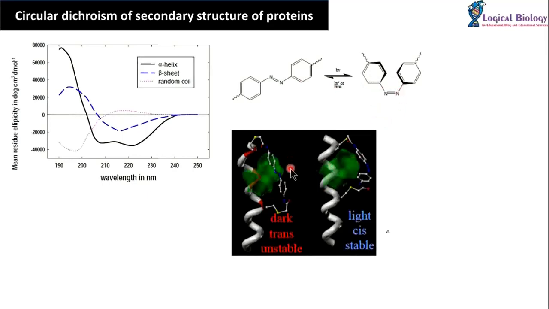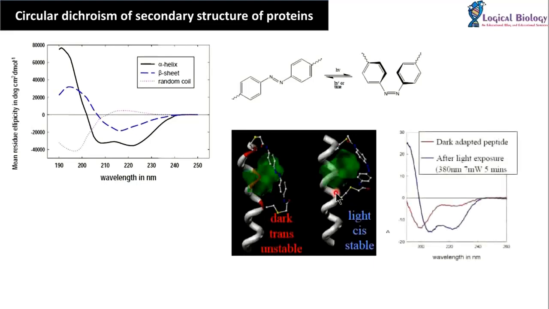Then once the molecule is converting into cis configuration, the protein is becoming more helical. So in dark, because of this molecule, the protein is less helical, and in light the protein is more helical. And when we check the CD spectroscopy of this protein bound with this molecule in dark as well as in light condition, we get this kind of graph.